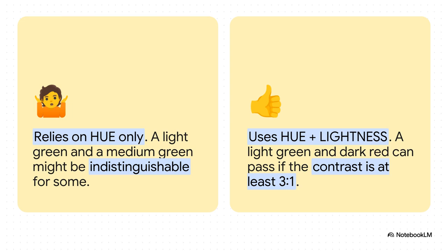Two colors that are pretty close in brightness, like a light green and a medium green, might look exactly the same to some users. But if your two colors have a big difference in lightness, like a very light green and a very dark red, that brightness difference can actually act as its own visual cue. The official rule is that their contrast has to be at least 3:1. That way, it's still easy to tell them apart, even if you can't see the color.